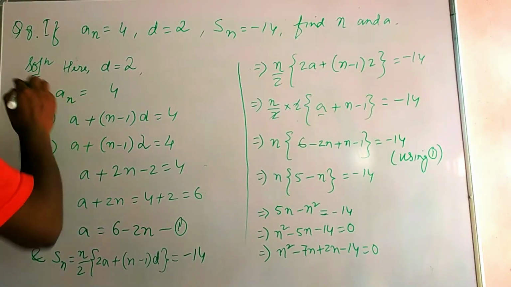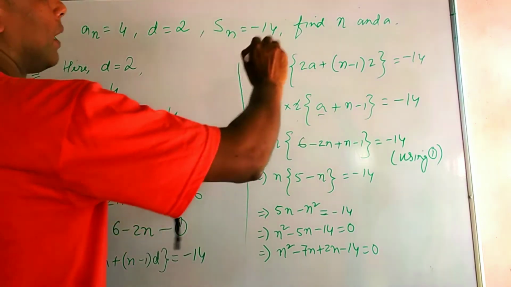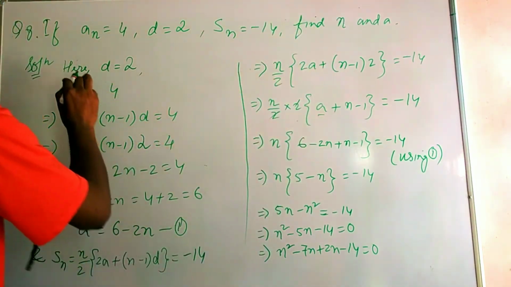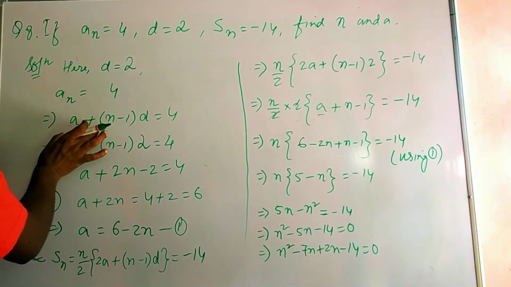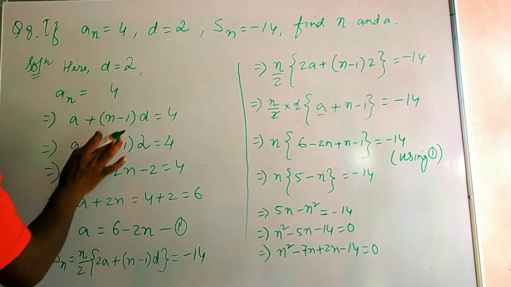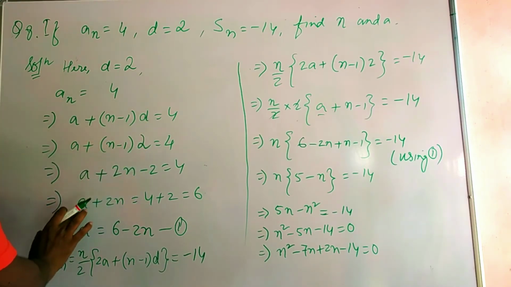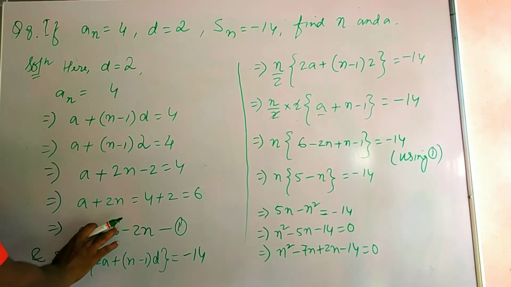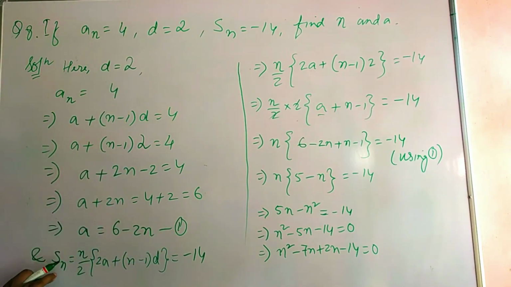Here question: if d equal to 2, n equal to 4, Sn equal to minus 14, find n and a. Here we have got d equal to 2, n equal to 4. We write the formula of an, a plus n minus 1 d, and substituted the value of d as 2 and calculated it, and we get a equal to 6 minus 2n as equation number 1. And we are given Sn equal to minus 14.